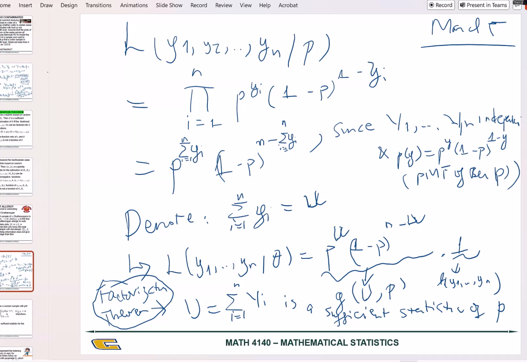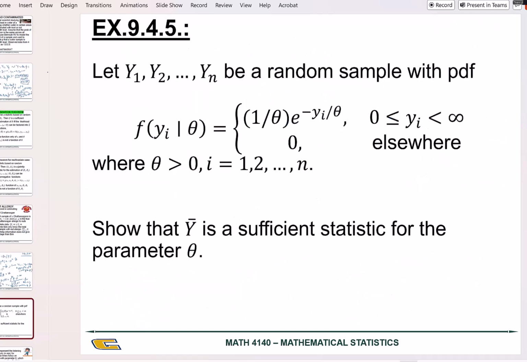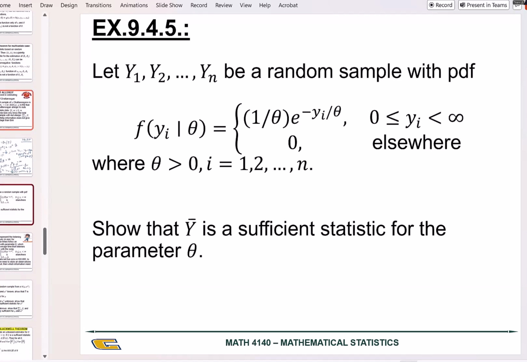Question? Good. Okay, so let's look at another example. So here you have y1 to yn from an exponential family, 1 over theta exponential of yi given theta. Here theta is non-negative for sure. So show that y bar is a sufficient statistic of theta. So we just work through more and more examples, and from that we get used to the concept and are able to do similar tasks.